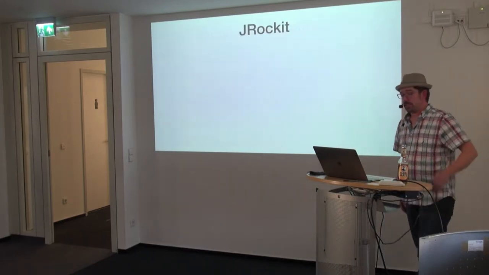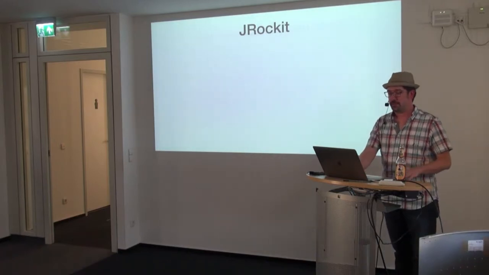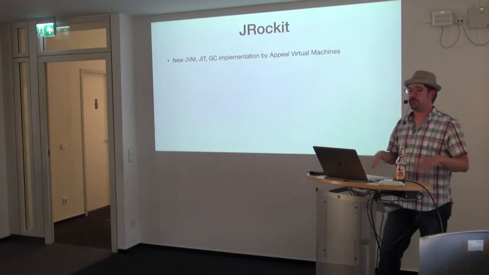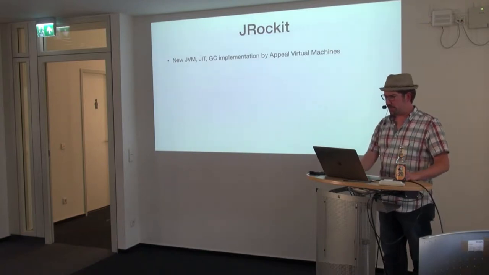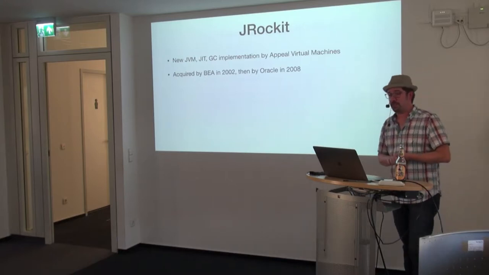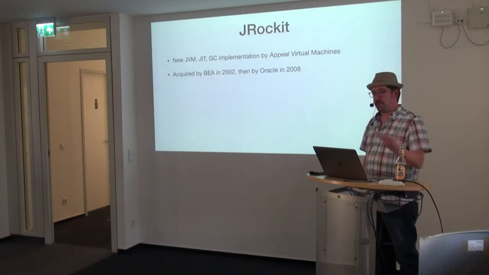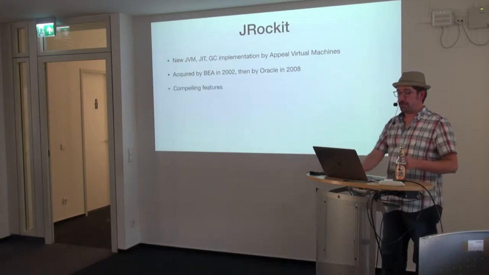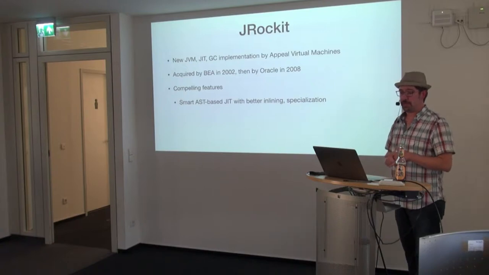Previously, it's worth talking about JRockit here because that's where a lot of interesting stuff is getting into OpenJDK from now. JRockit was a totally new JVM JIT implementation and GC. It started being implemented, I think, in the early 2000s. Appeal Virtual Machines, who originally wrote this, were acquired by BEA in 2002, who make WebLogic and so on. And then BEA was acquired by Oracle in about 2008. And there are actually some really compelling features in here. The JIT is very, very different from the one that's in OpenJDK from Hotspot.